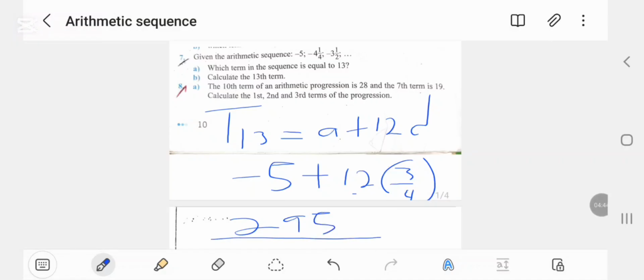Another way, you can find the nth term first, the formula of the nth term, the general term, then you substitute 13 for n.